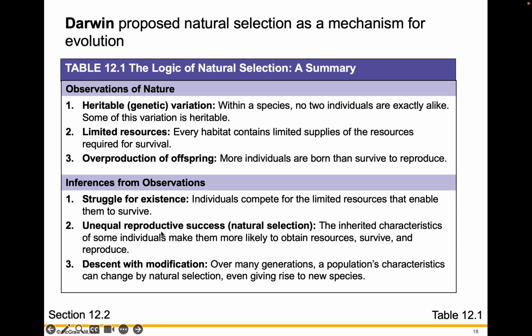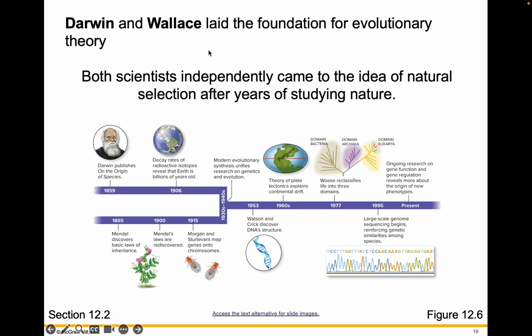There's also unequal reproductive success, and this is the natural selection part. The inherited characteristics of some individuals make them more likely to obtain resources, survive, and reproduce. Descent with modification is another inference we can make here. Over many generations, a population's characteristics can change by natural selection, even giving rise to new species. All right. Darwin and Wallace laid the foundation for evolutionary theory. Both scientists independently came up with the idea of natural selection after years of studying nature.